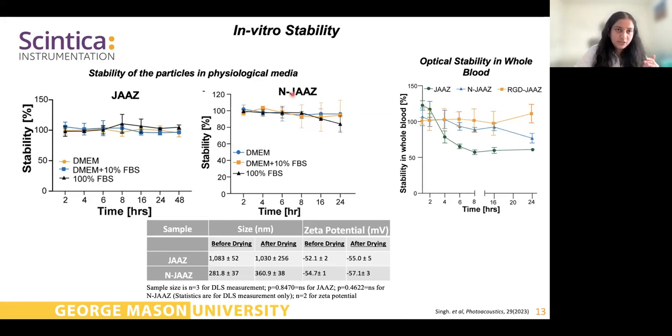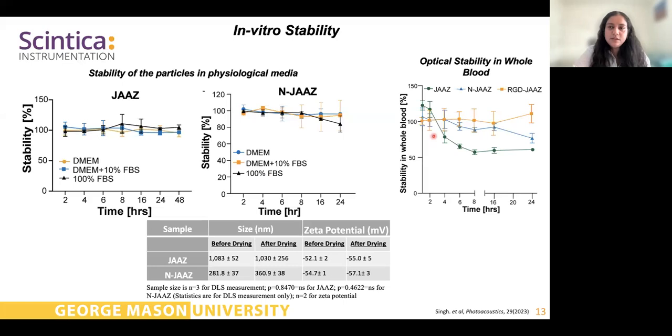For the nano-sized JAS particles, which are named NJAS, we did observe a little bit of decrease in the optical absorption, maybe 10% for 24 hours after incubating it in 100% serum. But overall, the particles remain stable in different physiological media. We also did an optical stability test in whole blood just to make sure that they do not degrade in whole blood, since this will eventually be a contrast agent that will be used for in vivo studies.